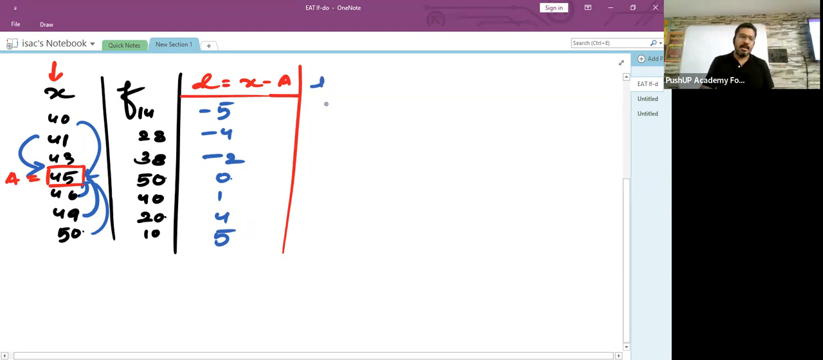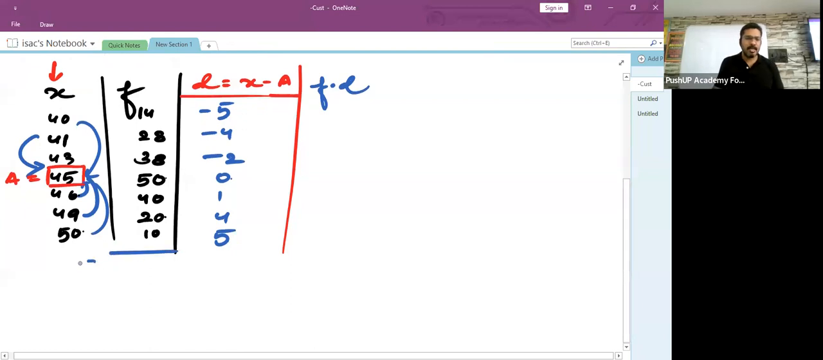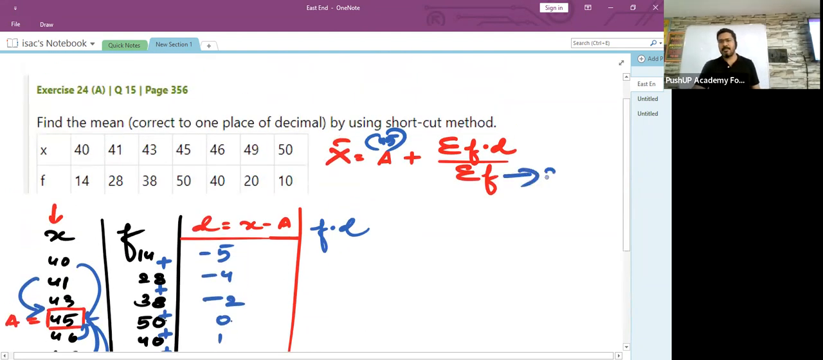Now, children, let us create the column for F into D. If you notice, the formula is assumed mean that is already found, 45, isn't it? Children, I'll just mention 45 inside bracket, plus sigma F into D upon sigma F. If you ask me what is sigma F, it's very easy for me to find that. I just need to take the sum of all the frequencies given in the column, isn't it? Can you tell me how much is sigma F? 200. Sigma F is equal to 200. So this part is also clear.